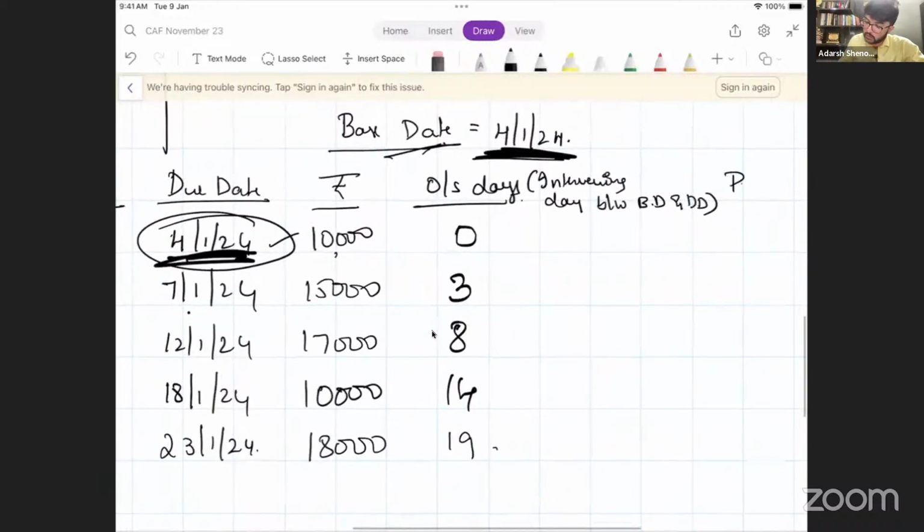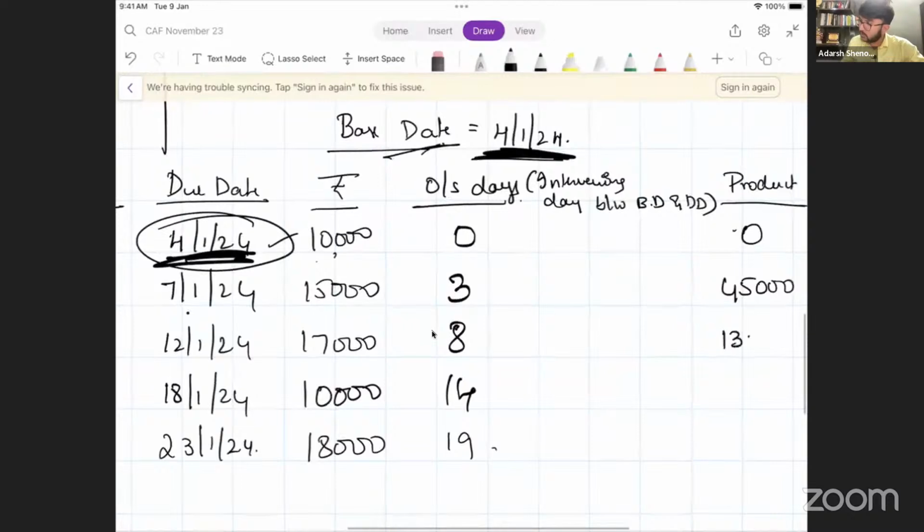Okay, then we have to calculate the product. Product is nothing but amount into outstanding days. 10,000 into 0 is 0. This is 15,000 into 3, it's 45,000. 17,000 into 8 is how much? 1,36,000. This is 1,40,000. This is 18,000 into 19, 3,42,000.